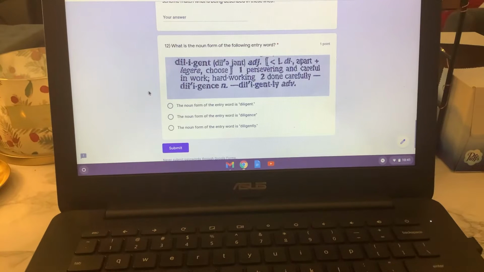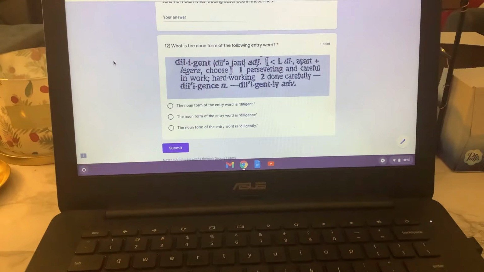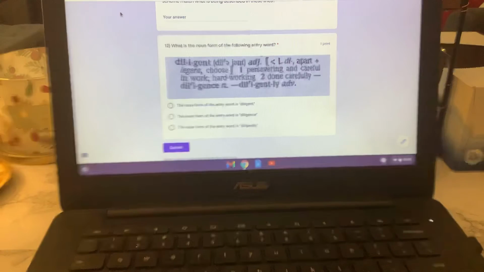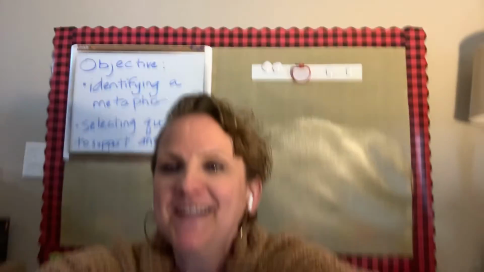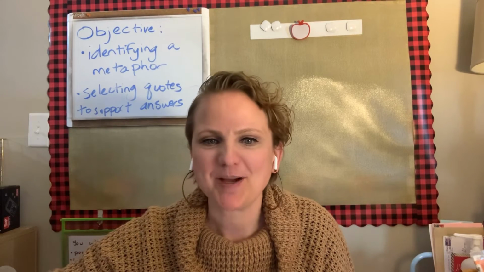Okay, number 12, what is the noun form of this following entry word? We'd look here, right? The N tells us diligence is the noun form. Okay, so you guys did well. There were a lot of tricky questions on this one, but you did a great job handling it.